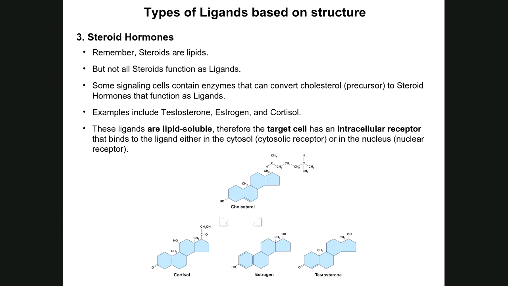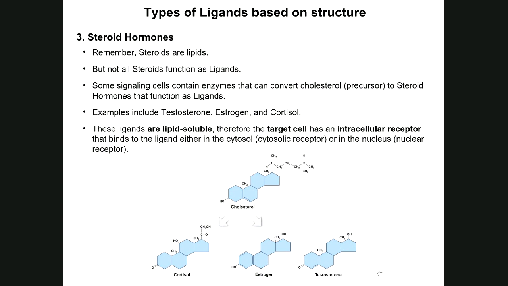Based on the chemical structure of ligands, some ligands were found to have shapes similar to steroids. Okay, well, now they're classified as steroids. However, not all steroids function as ligands, but some steroids do.